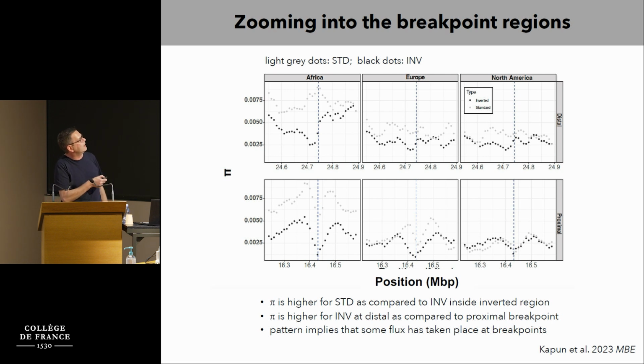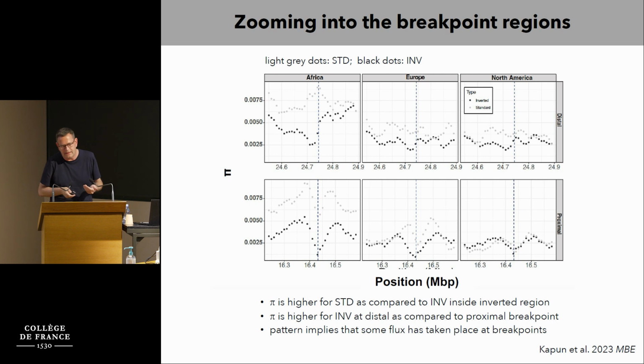So here the light gray dots show you nucleotide variability for the standard arrangement and the black dots for the inverted arrangements. And you can already appreciate here for 3 continents that pi tends to be higher for standard as compared to inverted inside the inverted region. We also see here, comparing the distal and the proximal breakpoints, that pi is higher for the inverted arrangement at the distal as compared to the proximal breakpoint. And so that means that the patterns of variability at the distal and proximal breakpoints are discordant.